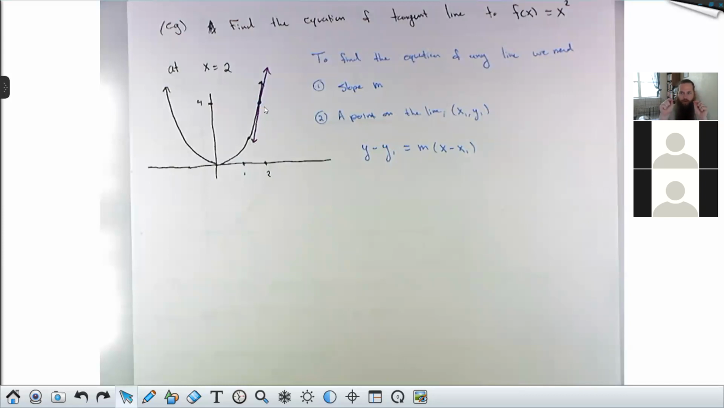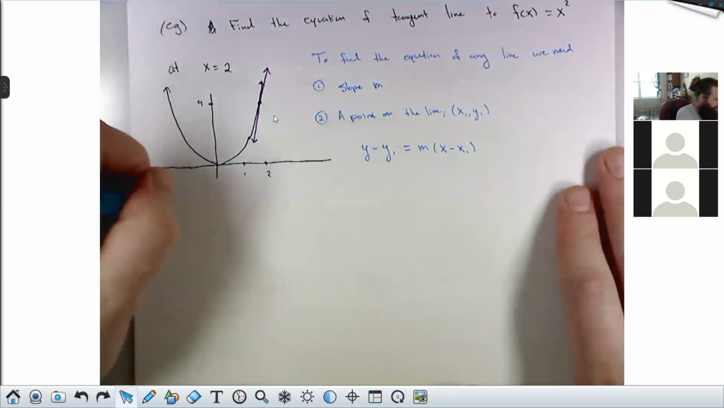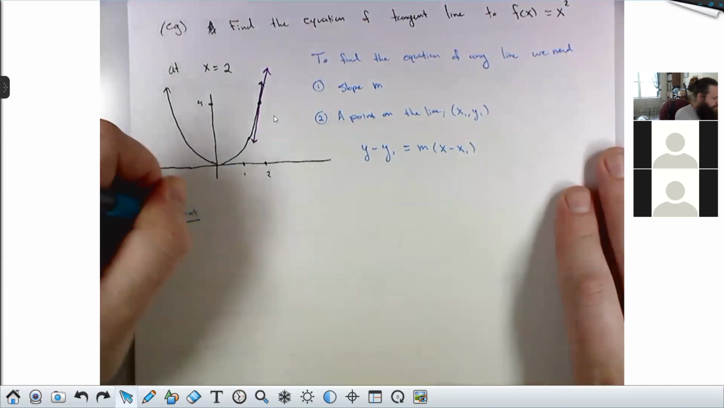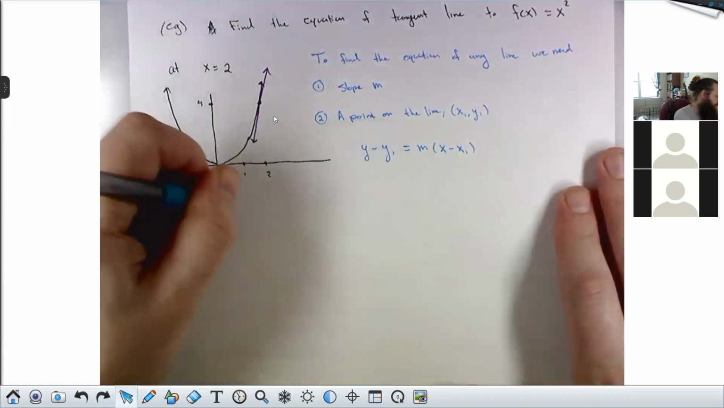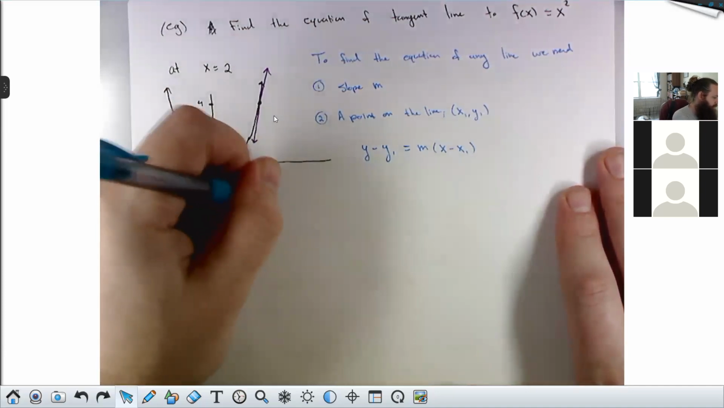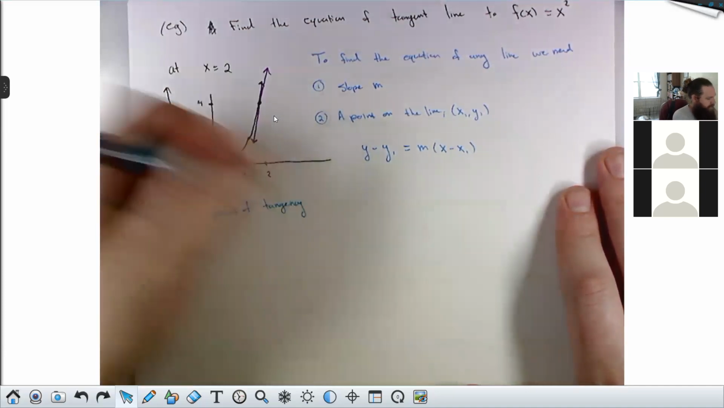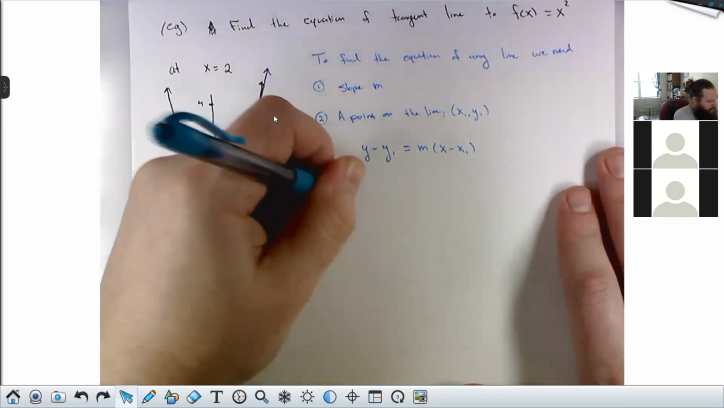Just like a secant line, you know, there's 2 points on that secant line. They're the 2 points where you touch the graph. There's 1 point on the tangent line that you can always be sure of, and that's the point of tangency, the point where the tangent line touches the graph. So for the point, you're pretty much always going to use the point of tangency. Which here is 2, 4.